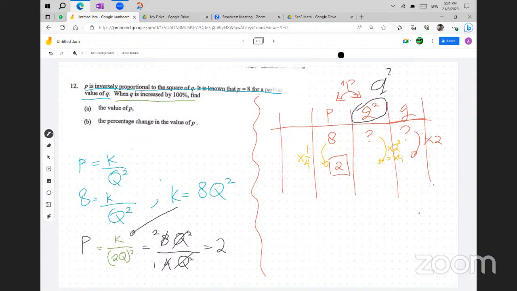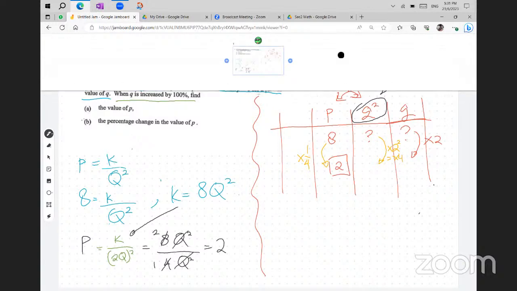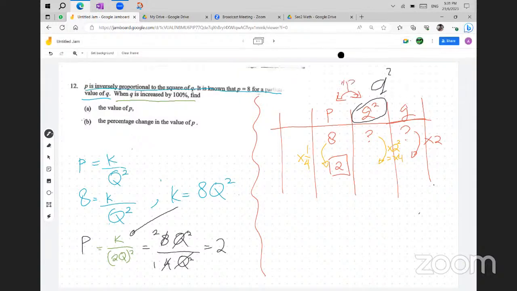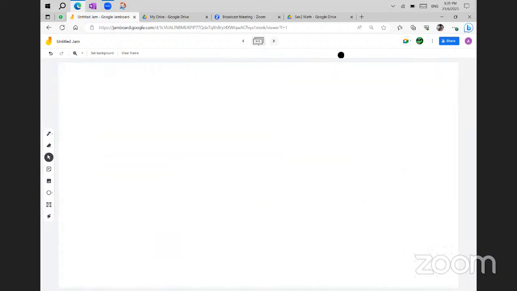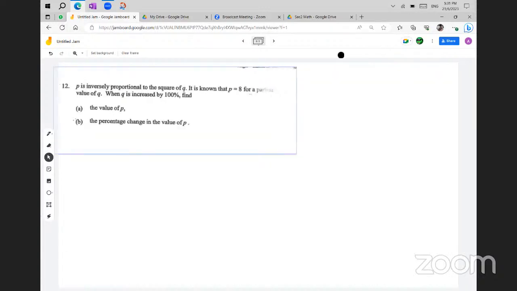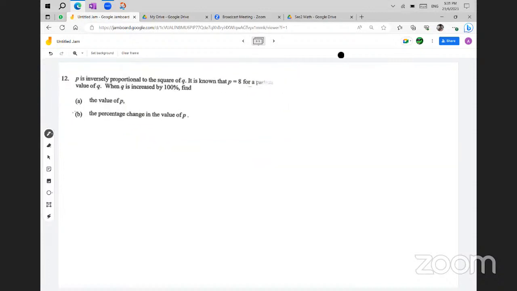So what I'm going to do is copy the question, but I'm going to change some numbers. Okay, I'm going to the next page, Nicholas. So you look at the next page. This is me changing the numbers.